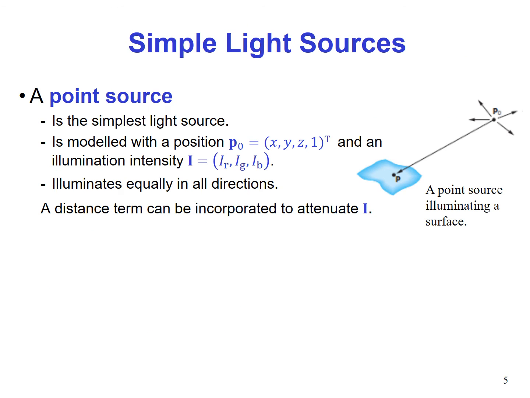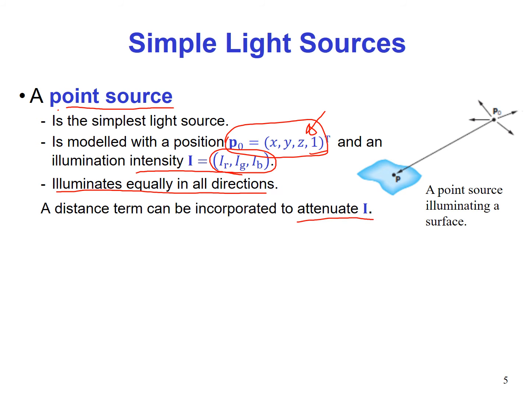In computer graphics, we define simple light sources, such as a point light source. It is modeled with a position P given in homogeneous coordinates, x, y, z position and 1 at the end, and an intensity I, which are the red, green, and blue components of the light that it emits. It illuminates equally in all directions, and we can apply an attenuation term to diminish the intensity of light as we move away from the light source.